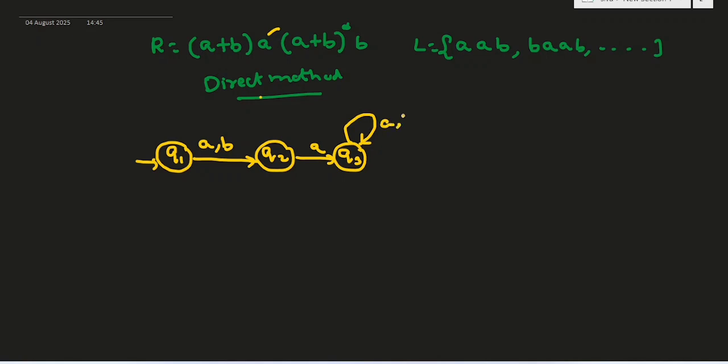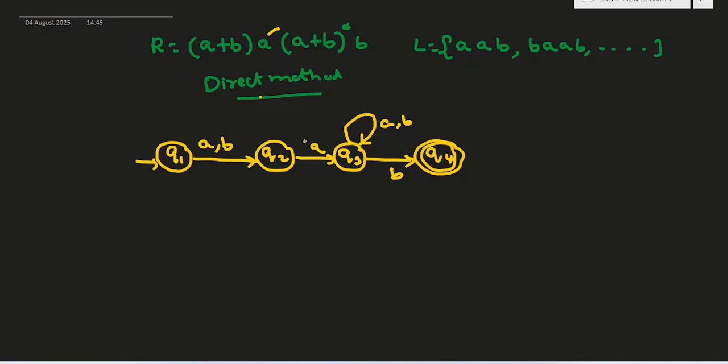So A, B can appear 0 or more number of times, but after this I have to apply B. When I give B, it has to go to a final state, so I make Q4 a final state. Now you can see that this is completely represented with the help of finite automata. So when a regular expression is given, it can also be represented in the form of finite automata.